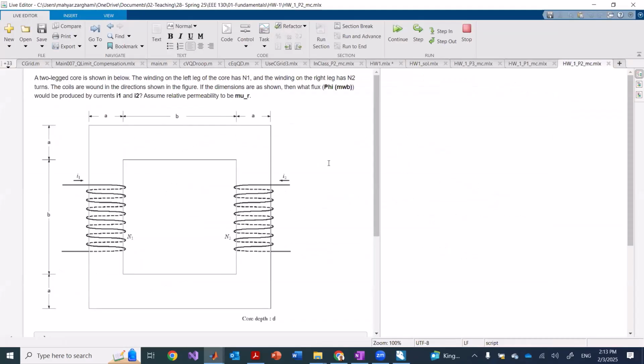Going over a two-leg core like this, the winding on the left leg is N1, on the right side is N2. Coils are in the directions shown in the figure. The dimensions are shown. What would be the flux produced by the currents I1 and I2 in respective directions, assuming a relative permeability of mu r? Okay. So this is really the start of the transformer section or transformer chapter of the book of our course.